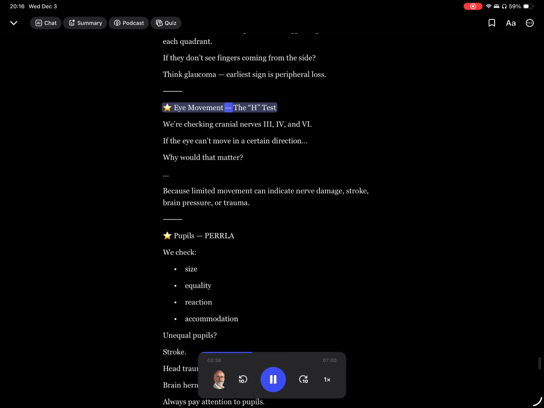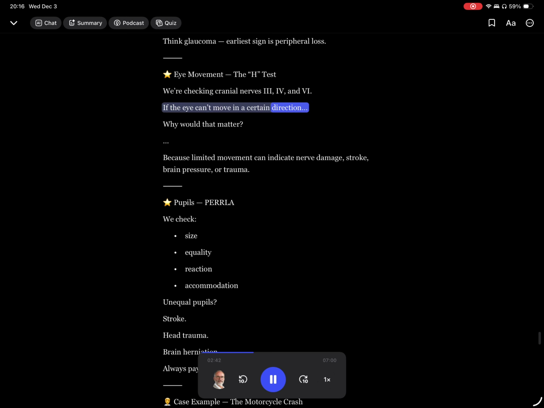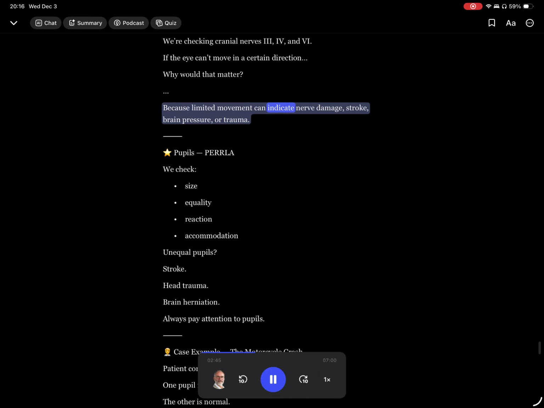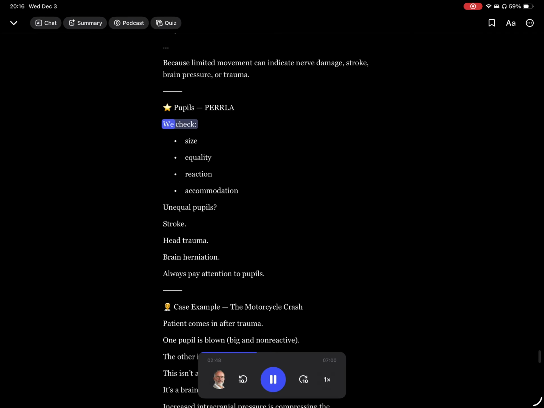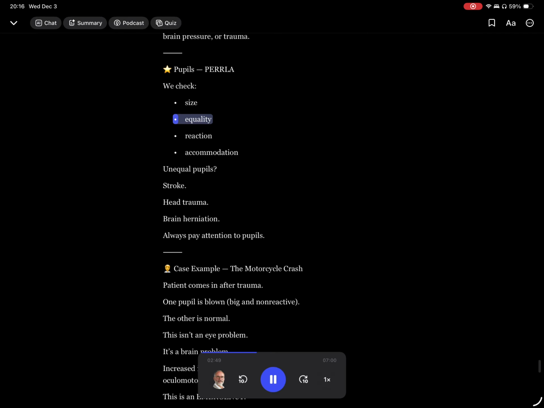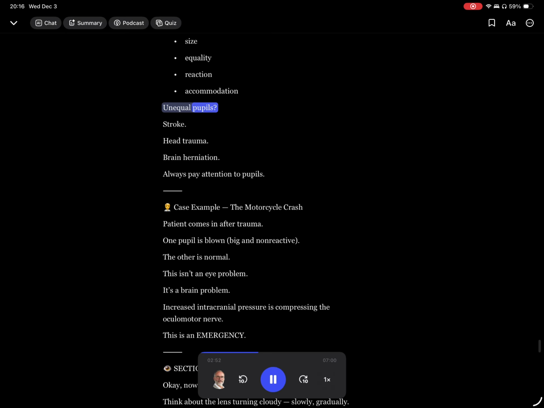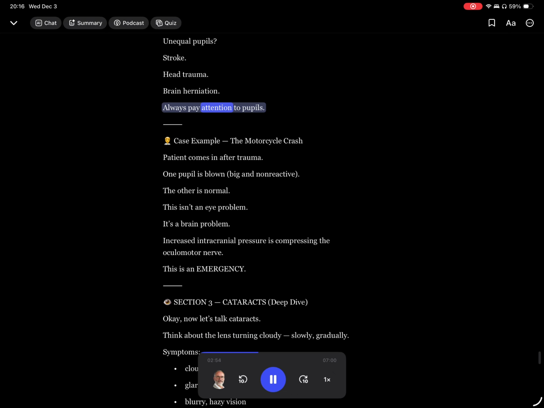Eye movement, the H test. We're checking cranial nerves 3, 4, and 6 if the eye can't move in a certain direction. Why would that matter? Because limited movement can indicate nerve damage, stroke, brain pressure, or trauma. Pupils, PERRLA. We check size, equality, reaction, accommodation. Unequal pupils: stroke, head trauma, brain herniation. Always pay attention to pupils.